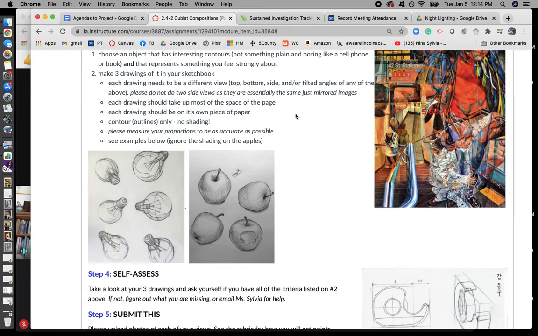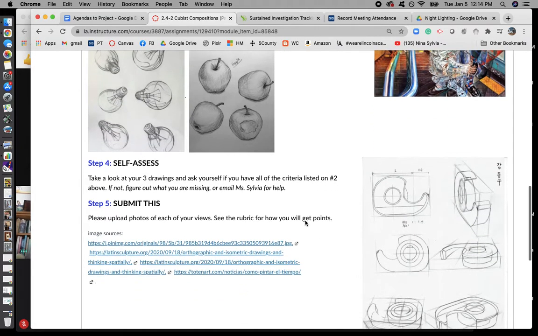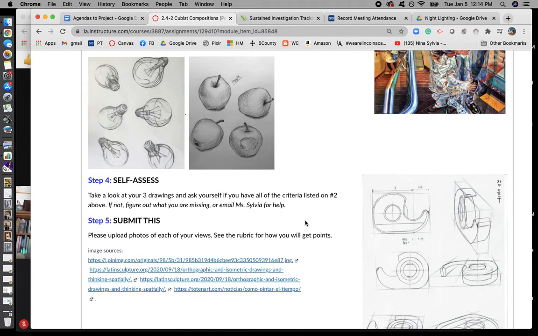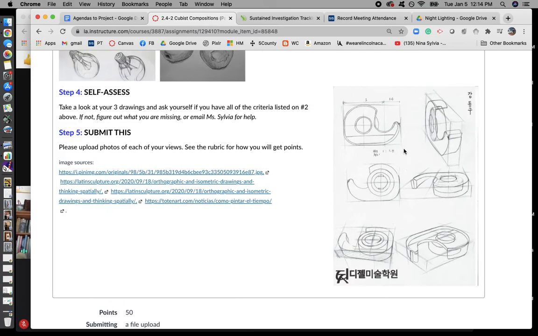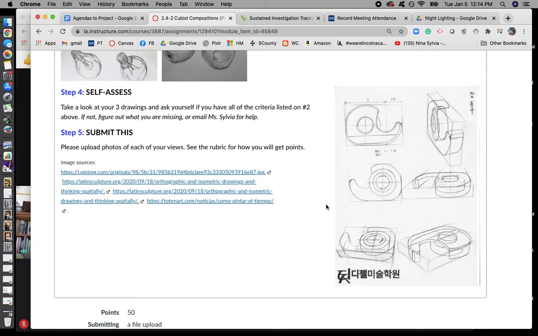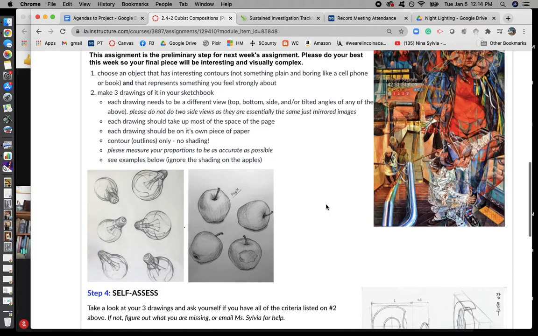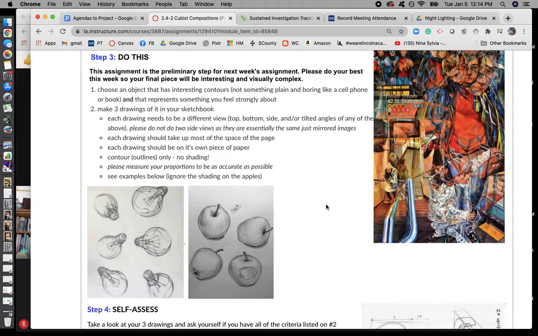Each drawing should take up most of the space of the page. So these examples that I've given to you here, I have no idea how large the original papers were that these were drawn on. But if you imagine this tape dispenser, if you imagine this would be one of your drawings, this could be another one of your drawings, and then this could be a third one. And each one of them should try to fill up as much space on your sketchbook page as you can.